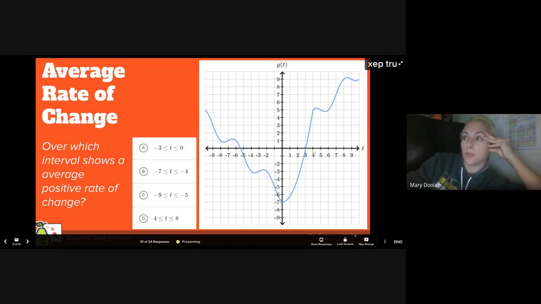4 to 8. We start here at 4, and we're following the blue line up. So we are having a positive rate of change as an average from this point to this point. Okay, we are increasing ultimately. So D is the correct answer.